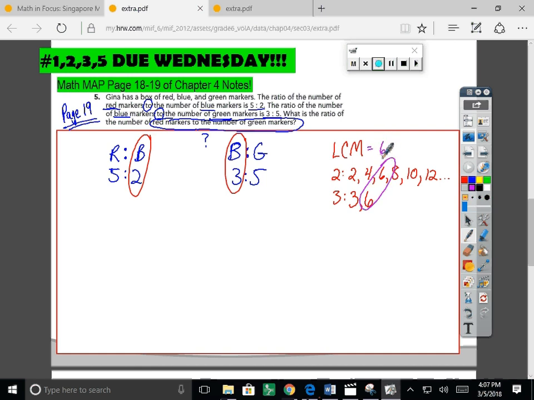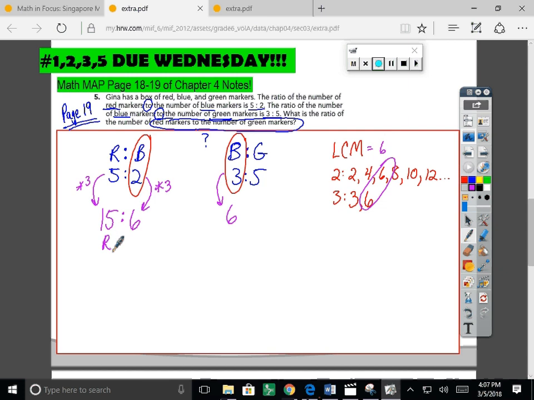The LCM is 6. I want to turn both of these numbers that don't agree into the same common term. I want to turn them both into 6. So how do I get there? How do you go from 2 to 6 with math rules? Oh, we multiply by 3. And if I do that to the second term of this ratio, I do that to the first. What is 5 times 3? Hopefully you'd say 15. And we get a ratio of 15 to 6.